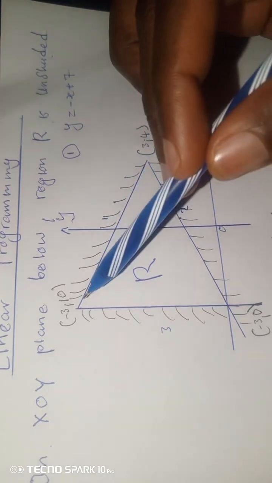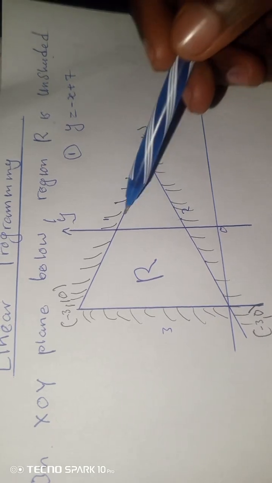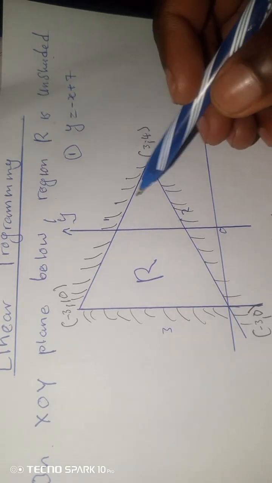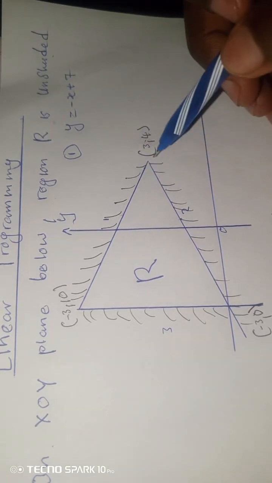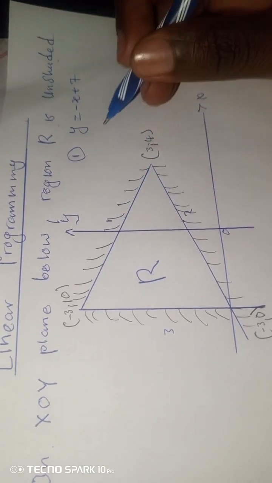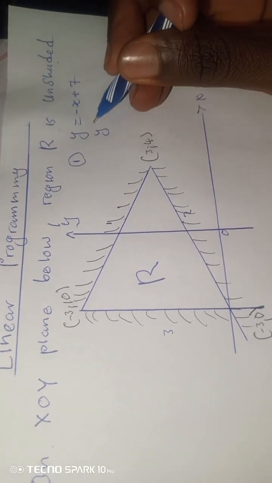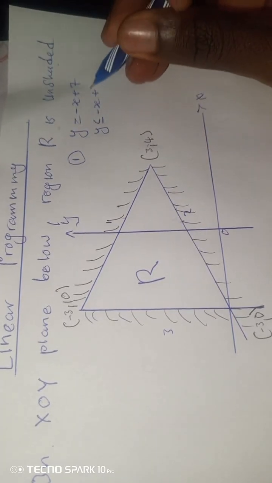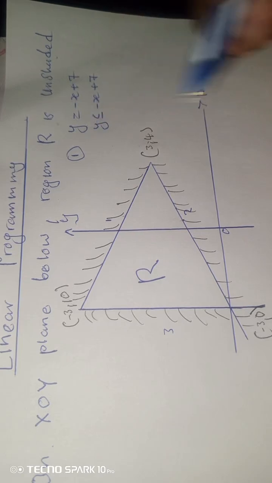So when we look at this line here, they have shaded the greater part. That means the symbol that we are supposed to use is less part. And the type of line that we are dealing with, it's solid line. So here it would be y less or equal to -x plus 7. Then we are done with the first inequality.